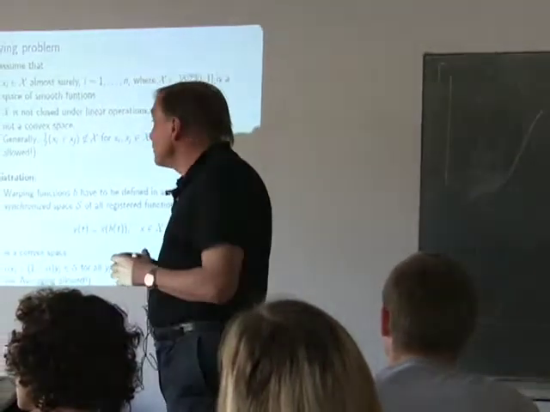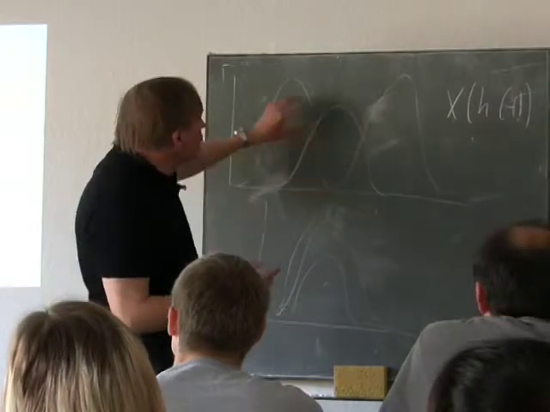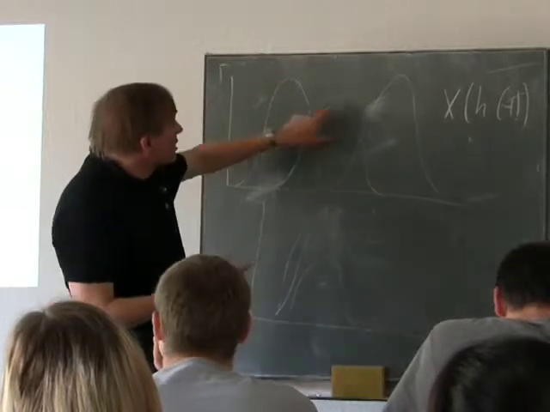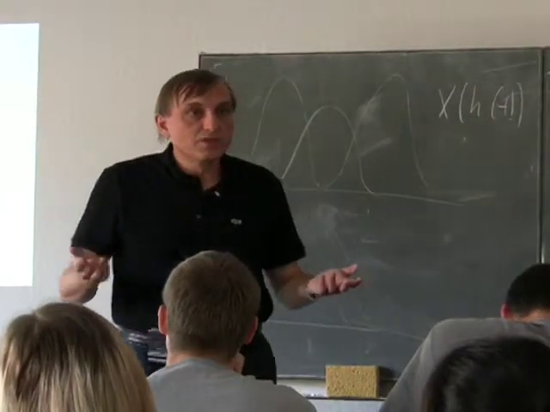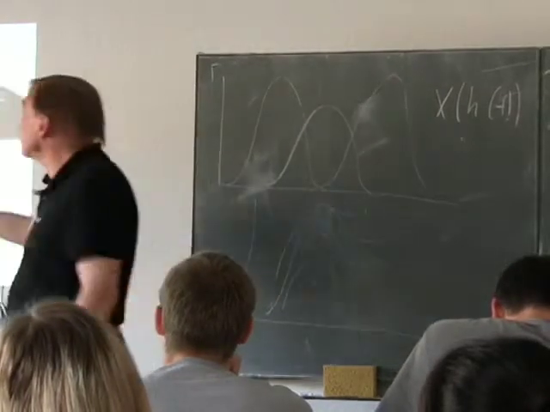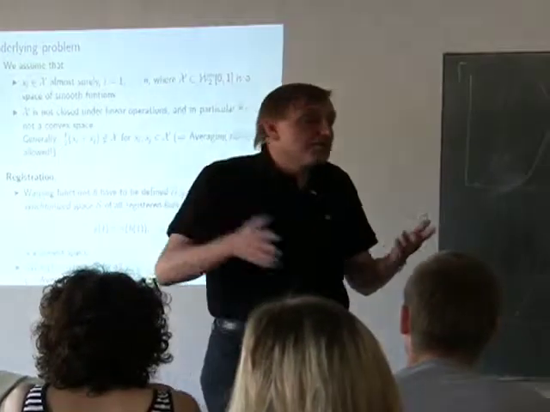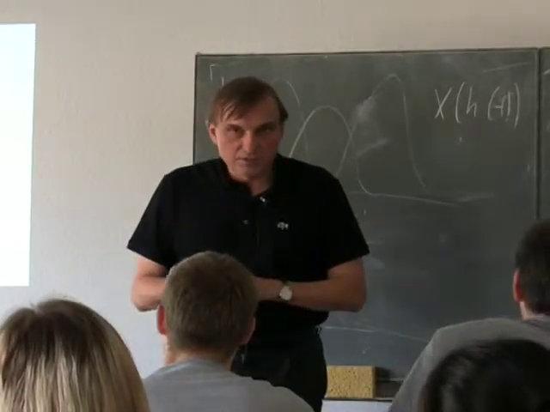The problem is, mathematically speaking, this is a space which is not closed under linear operations, which is not a convex space. The problem is, if you have two curves of this type and average them, the average curve will usually not be of that type. If you average two bell-shaped curves with different peak locations, the average will not be a bell-shaped curve. So the average will not represent the typical structure. So it's not a convex space. And in statistics, we always have problems if the spaces we consider are not convex.